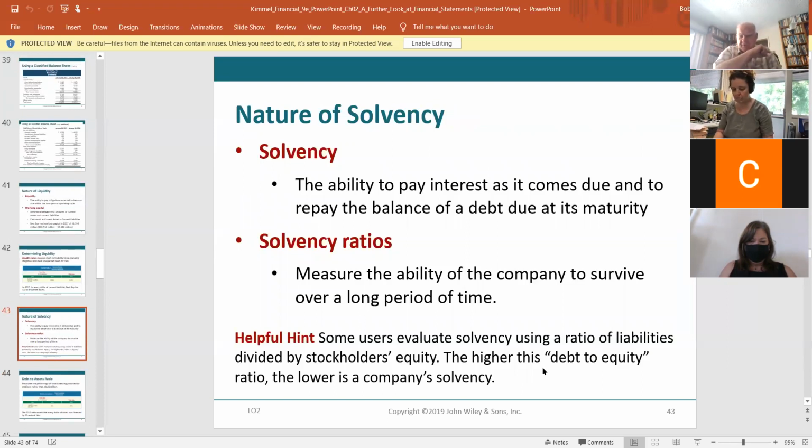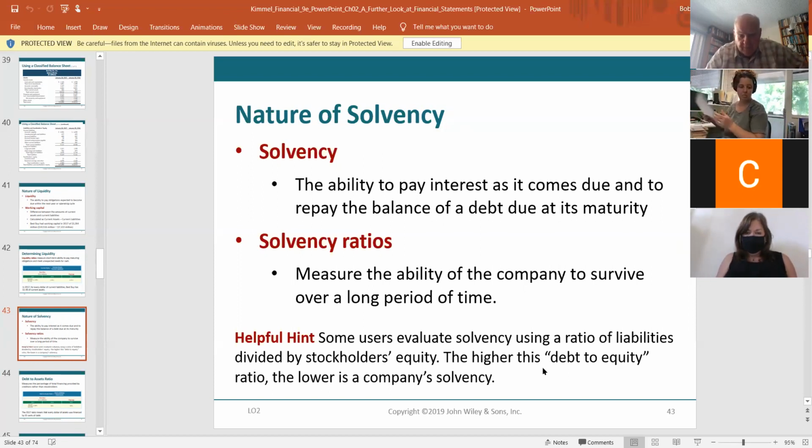Solvency. That's a word we should know. It means the ability to pay your debts, the ability to pay interest as it comes due and repay the balance. You're solvent as long as you have a positive current ratio. If the current ratio flipped, where the liabilities were more than the assets, technically you're insolvent and unable to pay your short-term bills. That's a big problem, okay? So this was a solvency ratio.